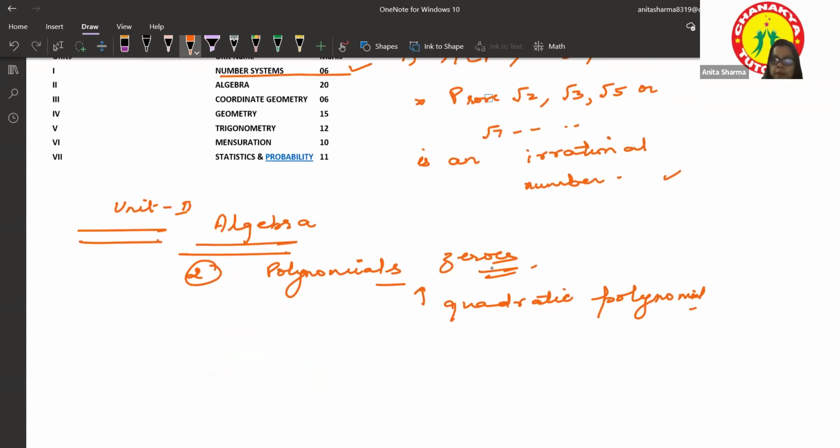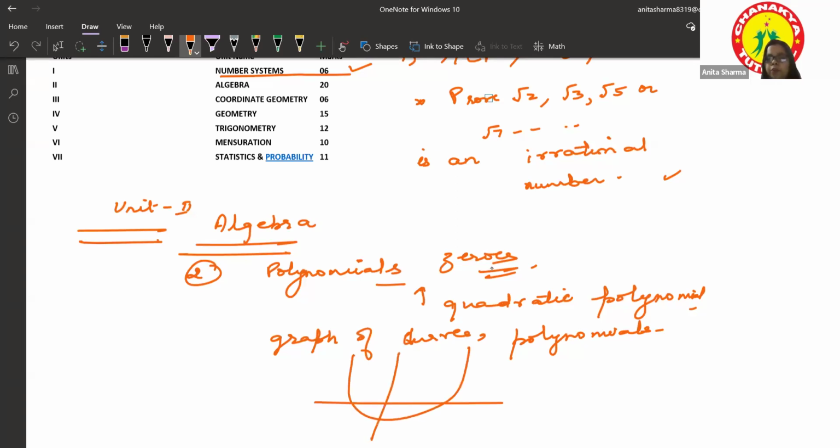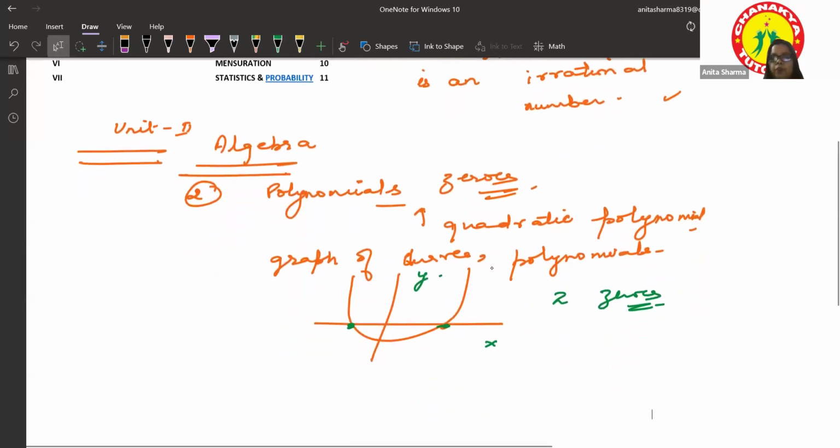Next, graphs of curves are also there. Polynomial zeros are also there. Suppose this is a graph and you have to find the number of zeros. What you have to do is check only where the graph cuts the x-axis. This is your x-axis, this is your y-axis. The graph cuts the x-axis at 2 points, therefore it has 2 zeros. We will study this later on. I'm giving you an overview only.